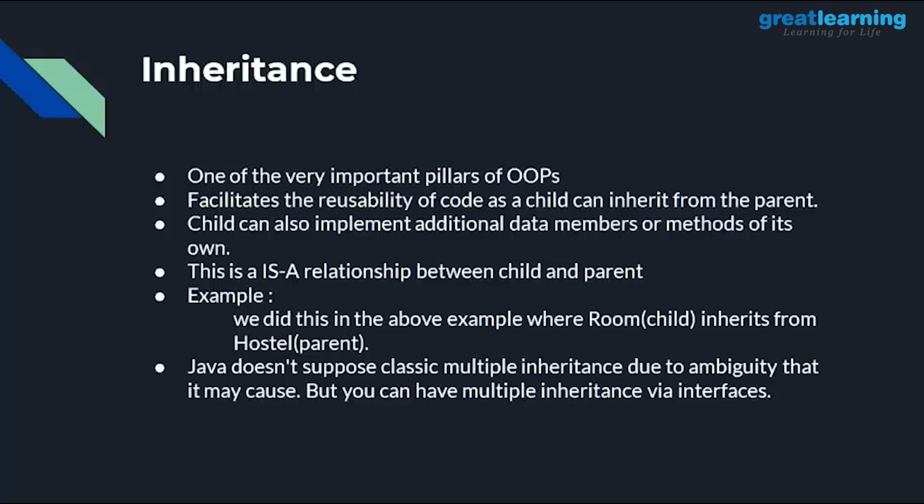A child can also implement additional data members and methods on its own, right? It makes sense: if you are inheriting something from the parent class, in the child class you can do some extra stuff. Cool. There is a relationship, and it's very important. There are two types of relation, has-a and is-a. This is a relationship between child and parent.